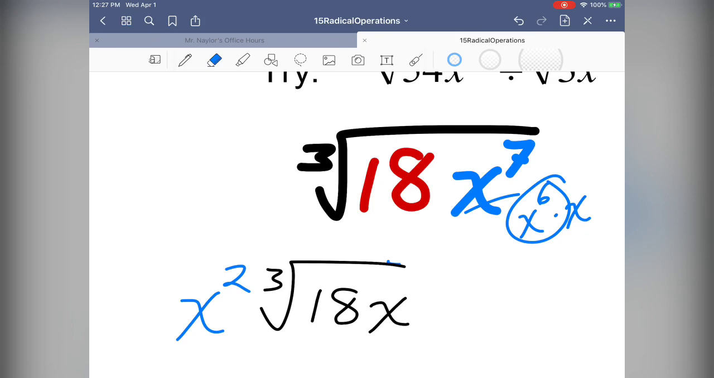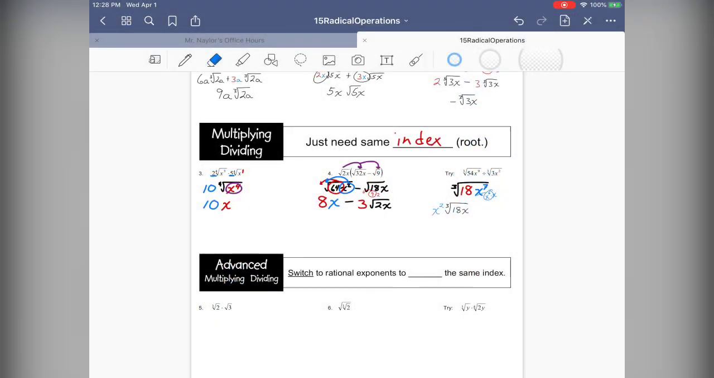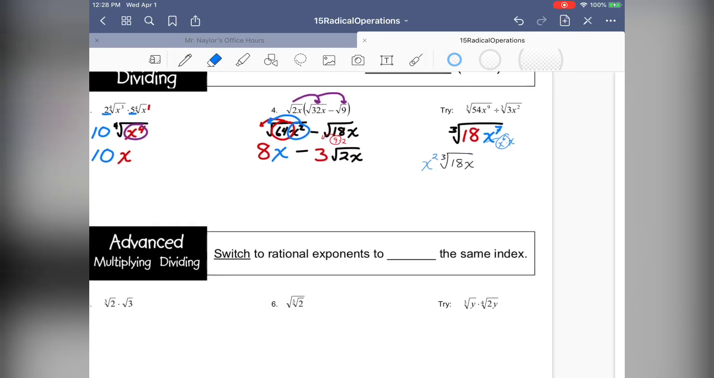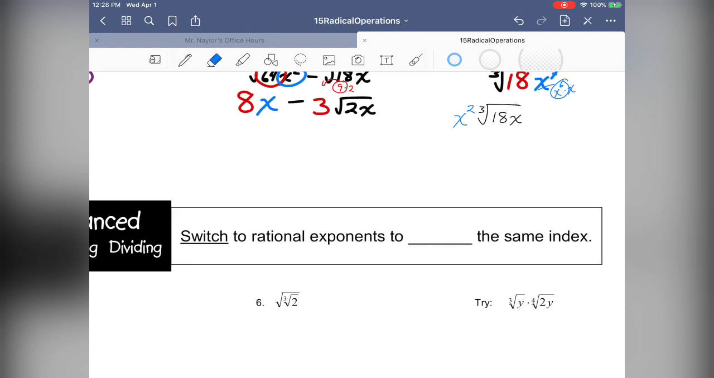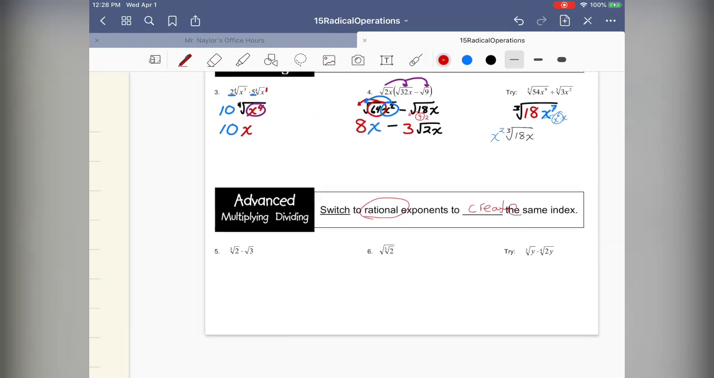Now, there are some problems that quite simply we would say are a little more advanced. They're a little more advanced because we don't have the same index, but we will be able to do some special thinking to get the same index. And that special thinking would be that we're going to switch to a rational exponent. I should have had you write that. We're going to switch to a rational exponent to create the same index. Let me show you what I mean.